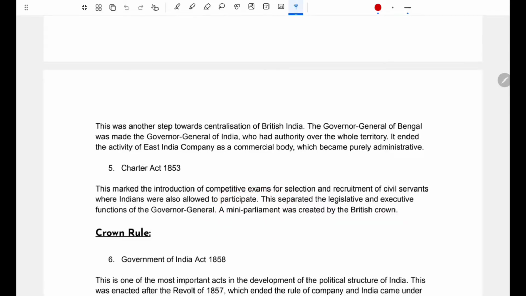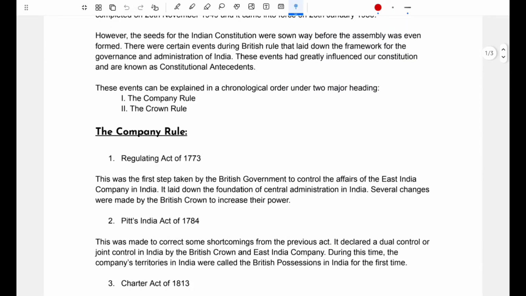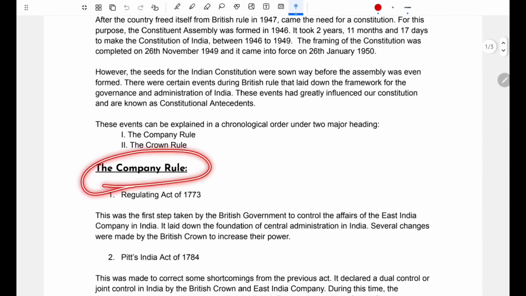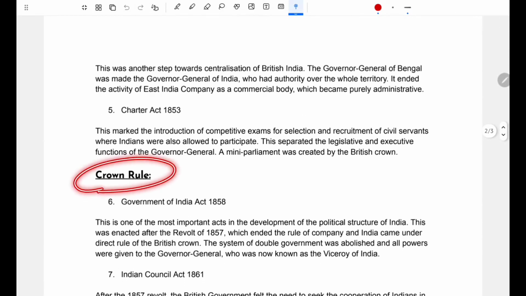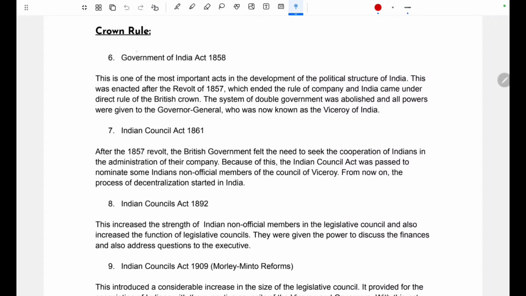So till now we saw that these acts were passed under the Company rule. Remember guys that these weren't the only acts that were passed, there were several other acts, but these are just the most significant ones. So here we see that the British Crown is slowly trying to centralize all of the power and take over all of the political power in India. And that is exactly what happened because next came the Crown rule. So the first event here is the Government of India Act 1858. This is one of the most important acts in the development of political structure of India.